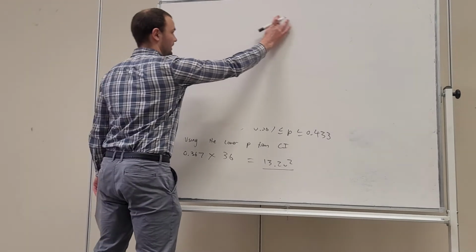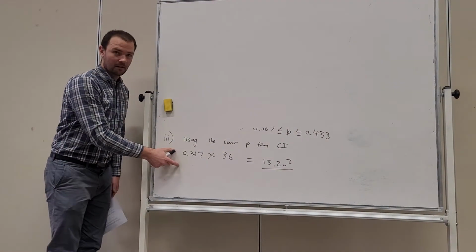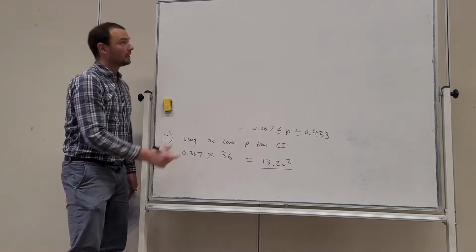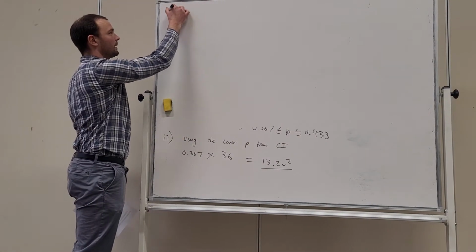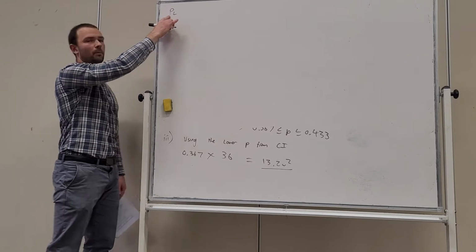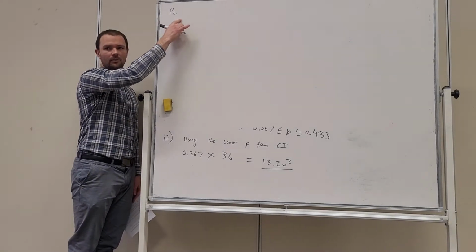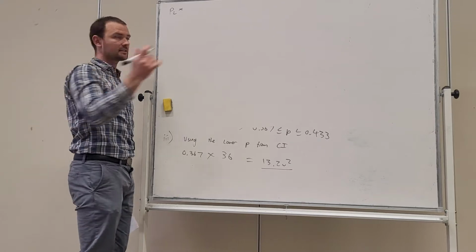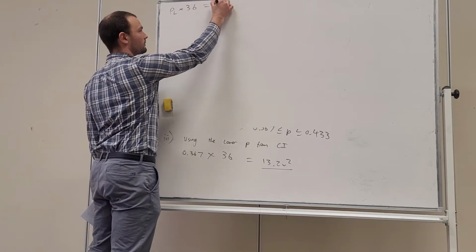So that means, thinking back to what we just did, based on the lowest value of our confidence interval, let's call that PL, the proportion at the lowest value of our confidence interval times the area, so times 36, needs to equal 14.